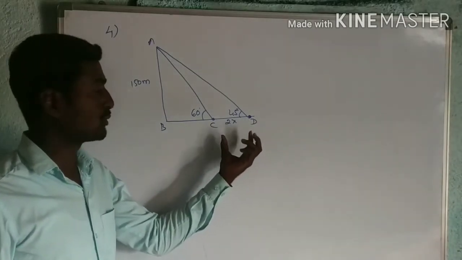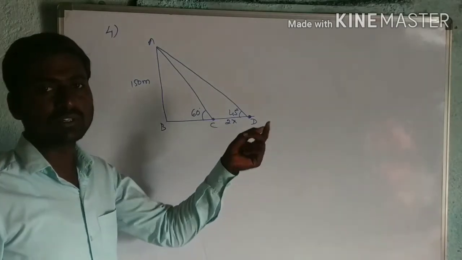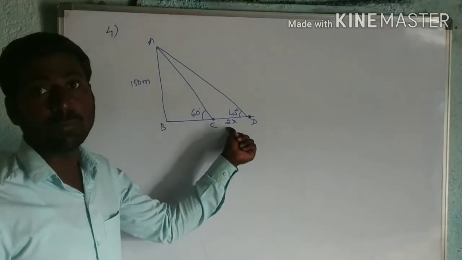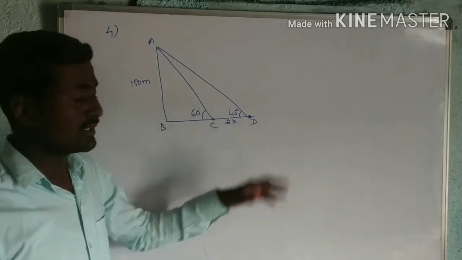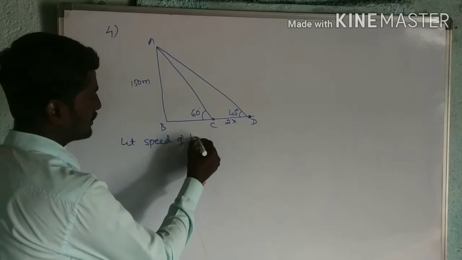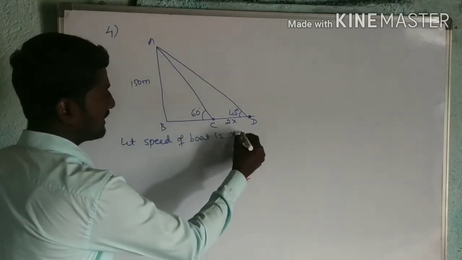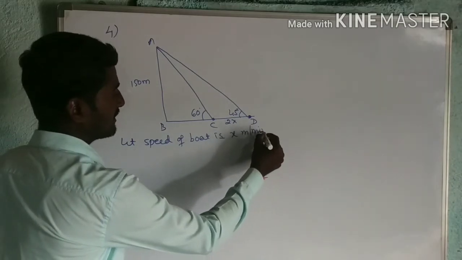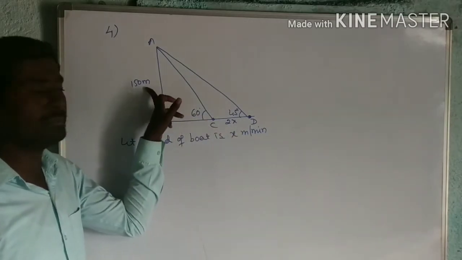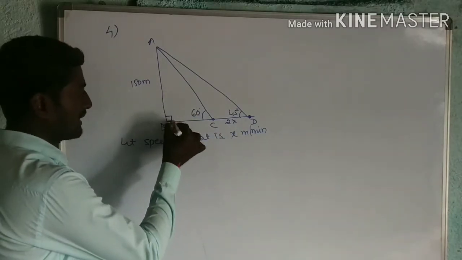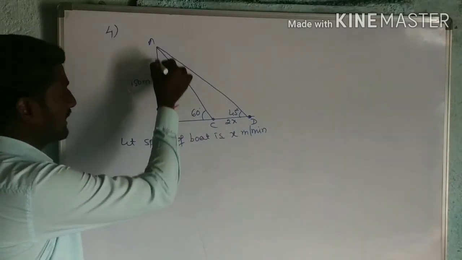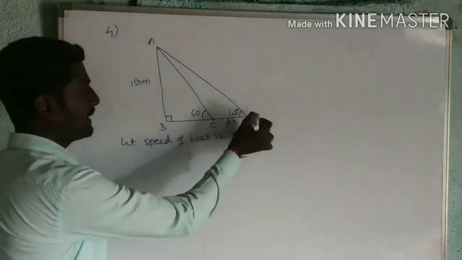So distance covered by the boat will be 2x. Speed equal to distance by time, then distance equal to speed into time. So time given here is 2 minutes. Okay, 2 into x. So let speed of boat is x meter per minute. Meter per minute, because time they given in minute, the distance they given in meter. Okay. Now there are two right angle triangles formed. We have to find here x, speed of the boat. Two right angle triangles: ABC, one right angle triangle, ABD, another right angle triangle.